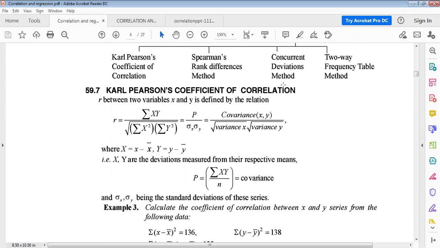And Karl Pearson's coefficient of correlation equals this. This is the formula for finding the correlation coefficient of Karl Pearson: R equals summation xy divided by the square root of summation x square into summation y square. This can be represented as R equals summation xy over n sigma x sigma y. Sigma x means the standard deviation of x, and sigma y the standard deviation of y. Where capital X equals small x minus x bar, and capital Y equals y minus y bar. Remember it.